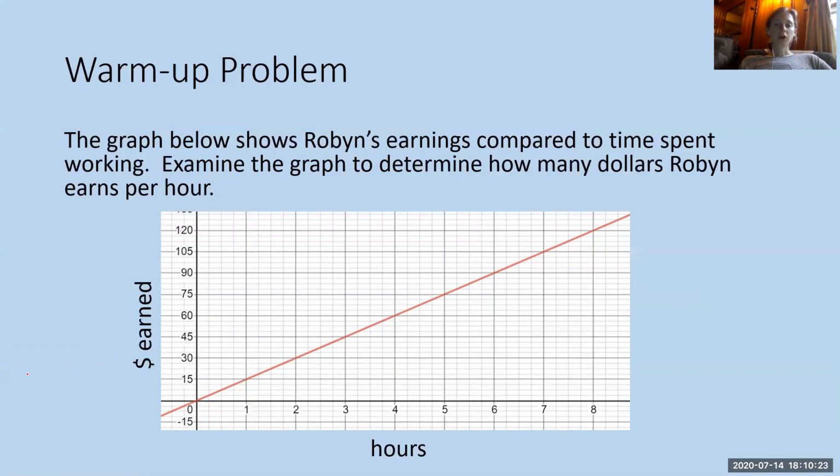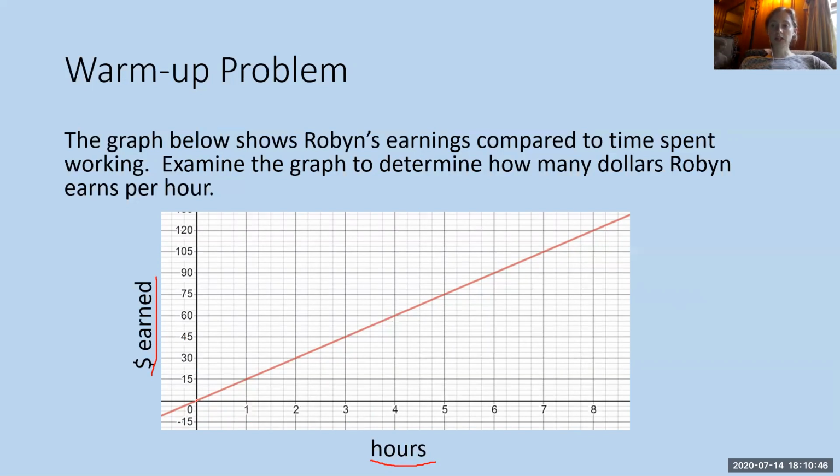Okay. So we want to know how many dollars Robin earns per hour. When we look at this graph, we see that the x-axis is talking about the number of hours that she's worked, and then the y-axis is showing the dollars that she's earned. So we've got hours versus total earnings here.